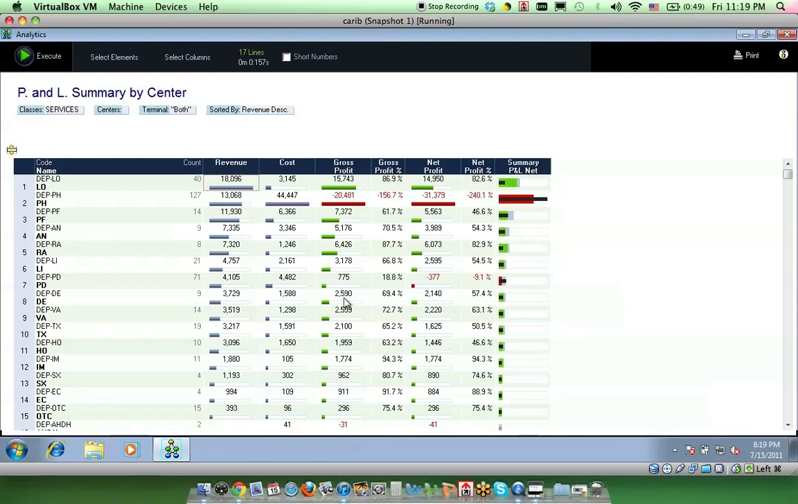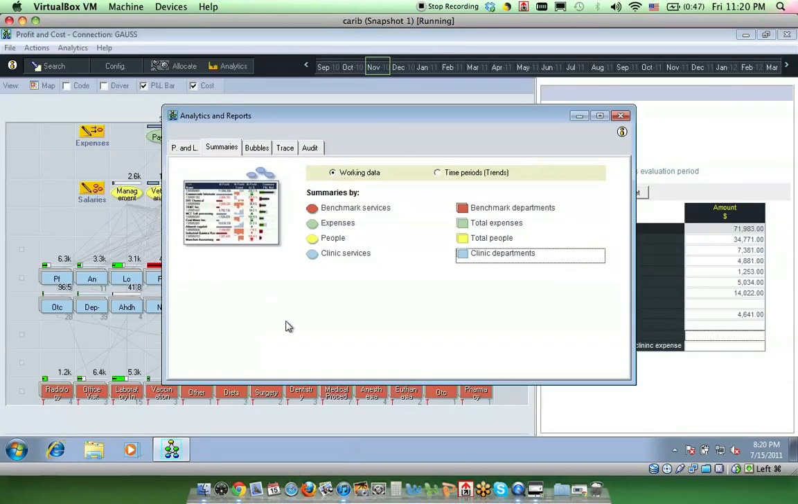So this gives a very quick overview of which of the highest revenue departments were actually profitable and which are not. And it's very revealing, obviously. I'm going to get out of this analysis by clicking on the X tab on the upper right side. We get back to the screen.